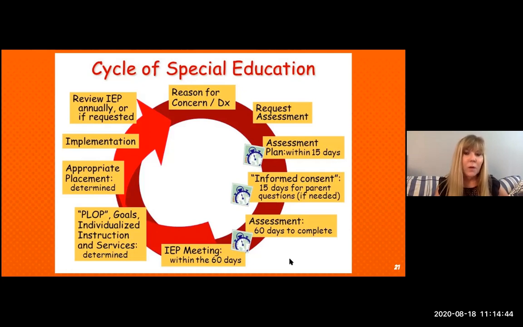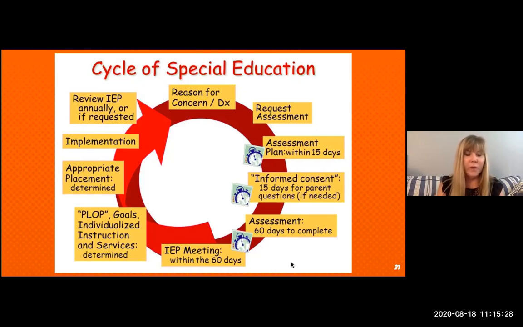Within that 60 days, we would assess the student with a multidisciplinary team, depending on what the areas of concern are. It would, at a minimum, include the school psychologist and a special education teacher. It may also include other areas of concern, such as speech and language, occupational therapy, or adapted PE. Within that 60 days, a written report must be provided by all of the assessors and a meeting held within that 60-day timeline. At that IEP meeting, an IEP would be developed.